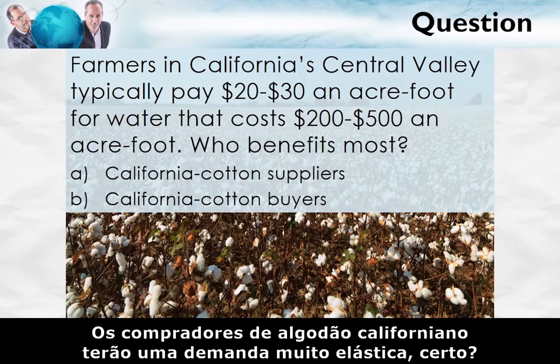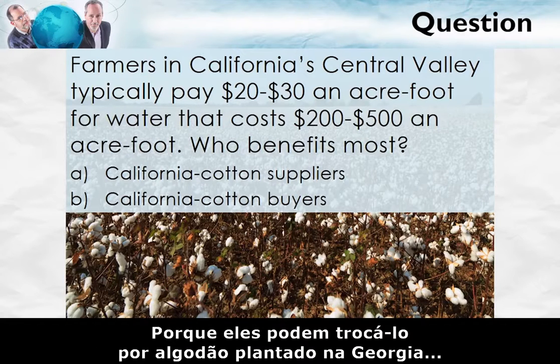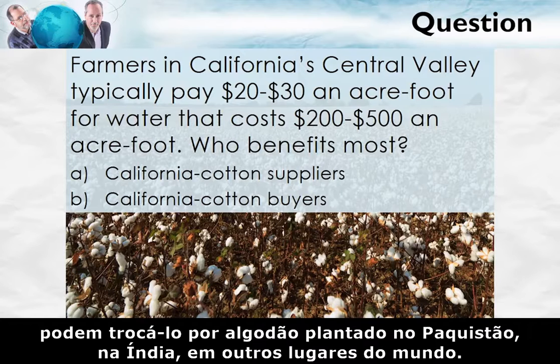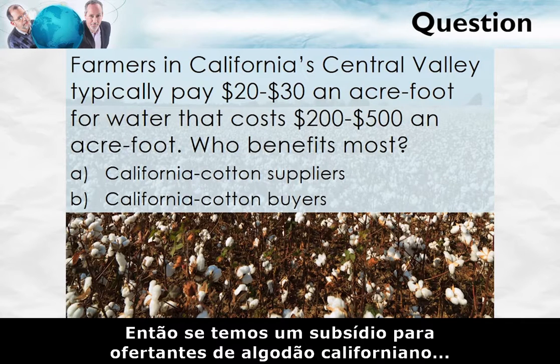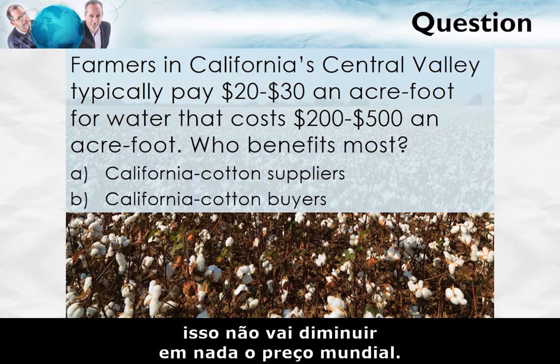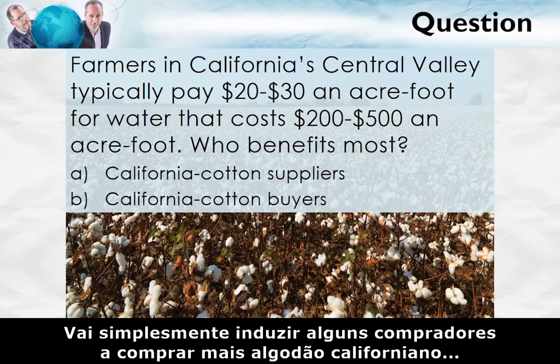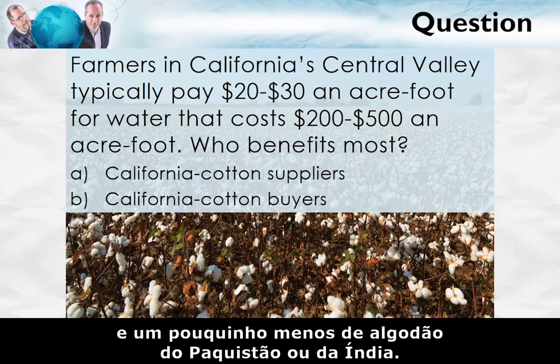The buyers of California cotton are going to have a very elastic demand, right? Because they can substitute cotton grown in Georgia, they can substitute cotton grown in Pakistan, in India, in many other places in the world. In fact, the price of cotton is basically set in a world market. So if we have a subsidy for California cotton suppliers, that's not going to push the world price down very much at all. It's simply going to induce some buyers to buy more California cotton and a little bit less cotton from Pakistan or from India.